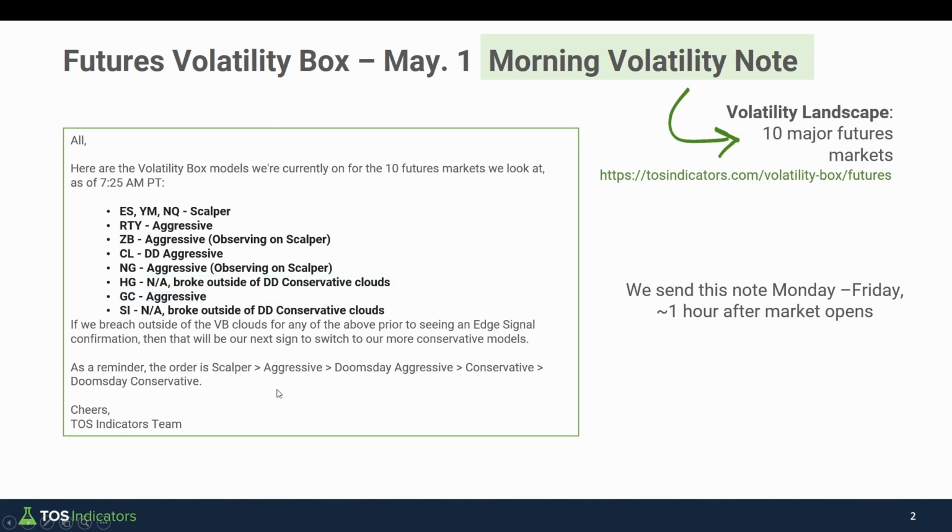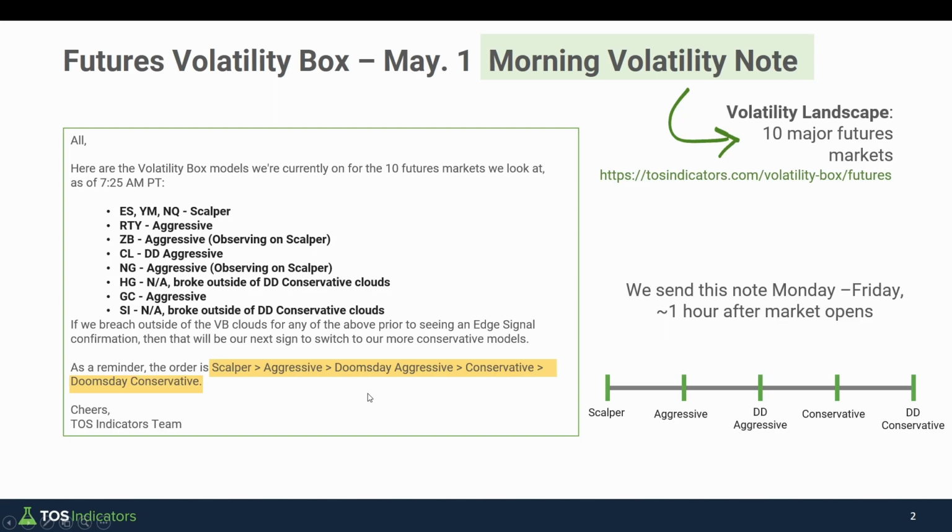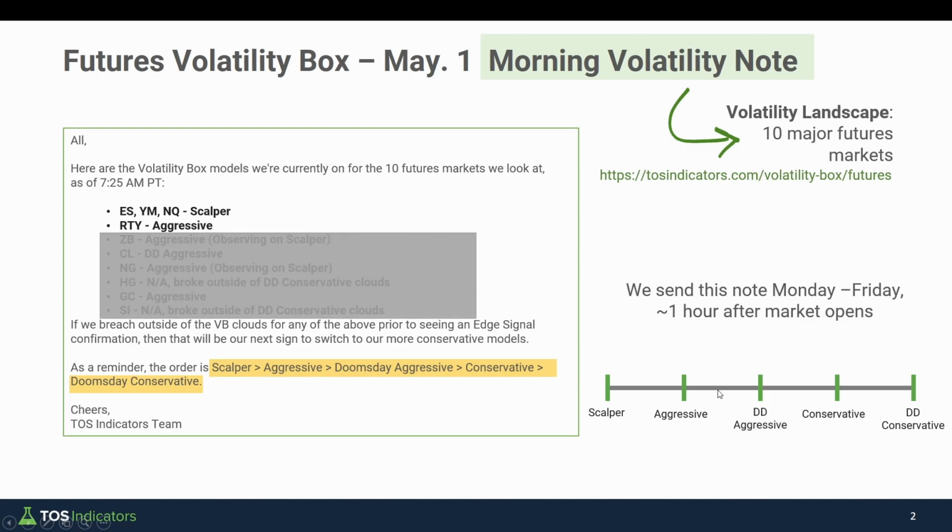Now, the way to make sense of all of these models is by understanding their order. We have 5 different models, and it goes in order from scalper all the way to doomsday conservative. And if we were to visualize this, this is what it looks like. This is a line graph, and really as we go from left to right, that means we're seeing more volatility in that particular market.